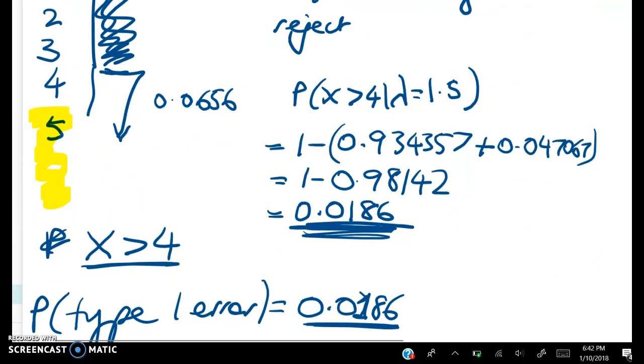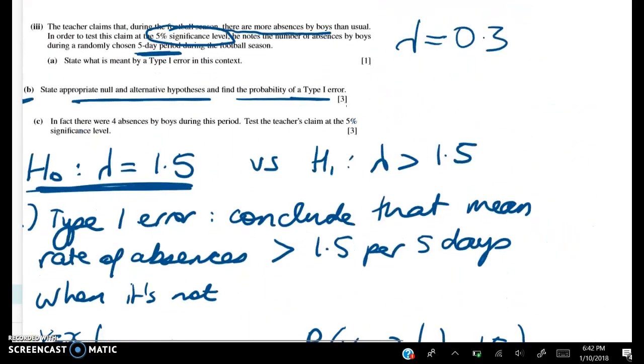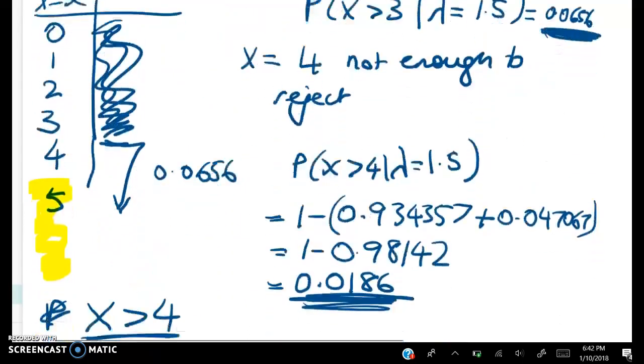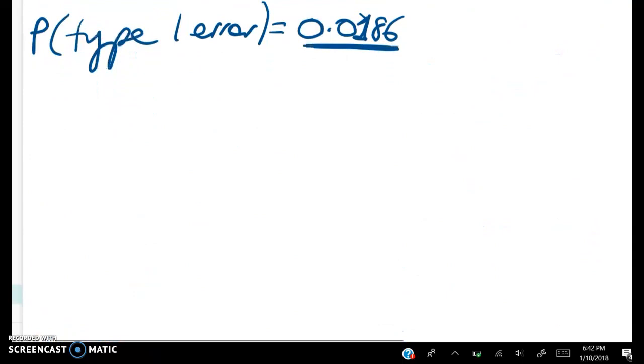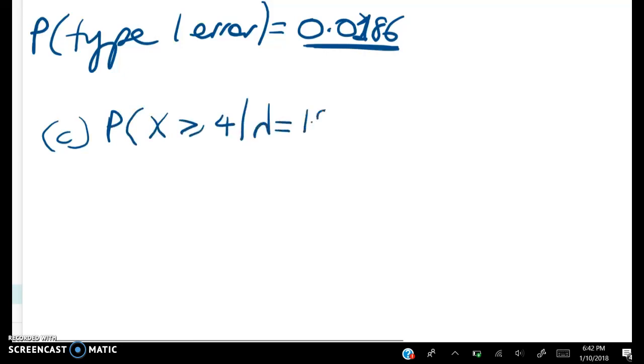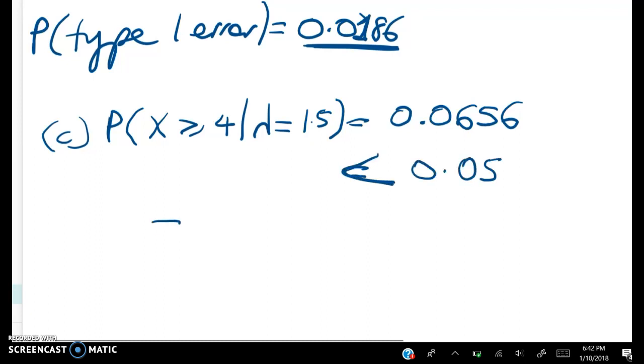All right. Now we're going to look at the last bit. We're actually going to do the hypothesis test now. So we're told, in fact, there were 4 absences by boys during this period. Test the teacher's claim at the 5% level. So we've already done a lot of the legwork for this. Here's what we need to find. So probability that x is greater than or equal to 4, given that lambda is equal to 1.5. So we worked out that probability in part 1 of the video, and that is less than my significance level, so we don't reject.